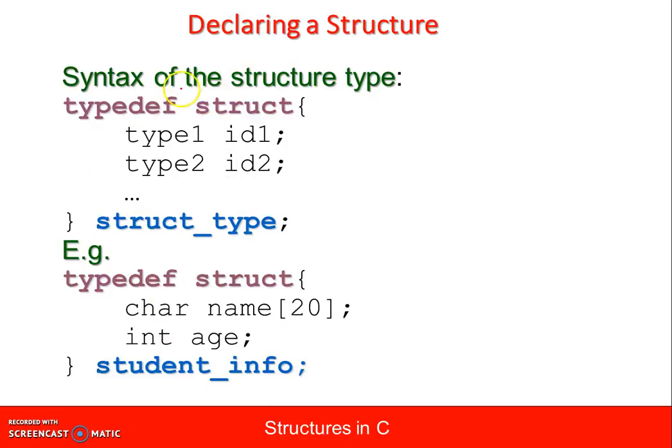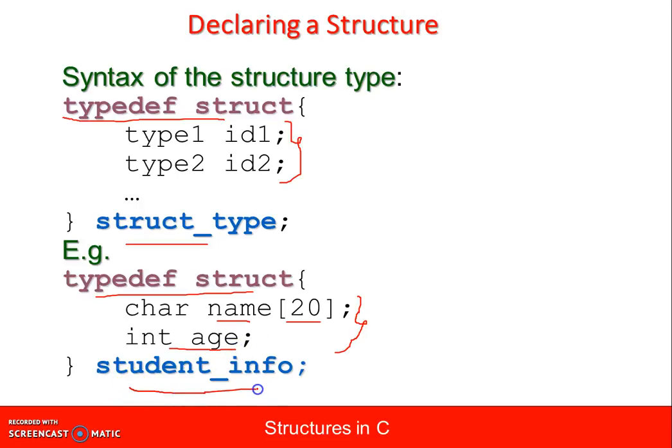Now the general syntax of a structure: the keywords are typedef struct, then the members of the structure that you can include within it, and then the struct type name. For example, here within this structure there are two elements. One is a character array called name with 20 locations to store the name of the student, and an integer variable, which from its name is revealed to store the age of the student, and this is the name of the structure.